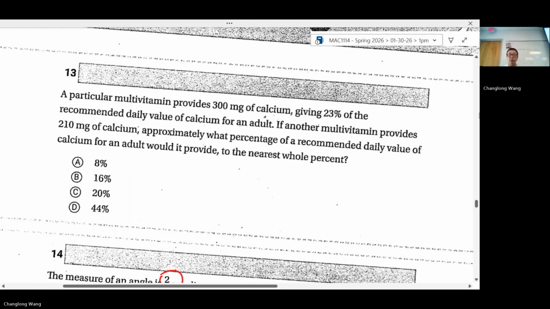Oh, sorry. All right, is that good enough? All right, see, the answer is letter B. Okay.